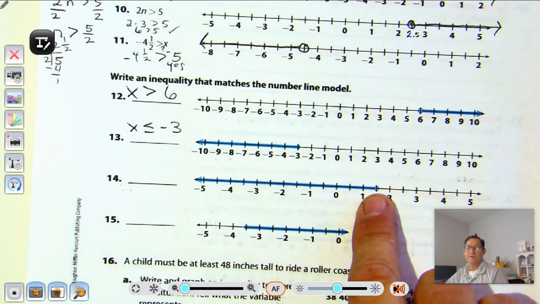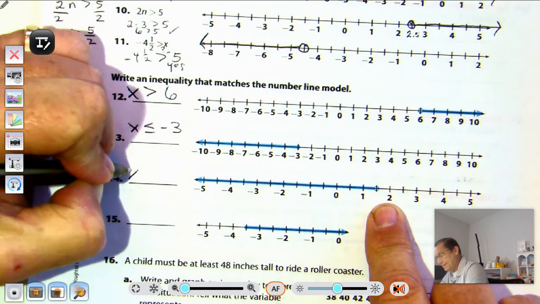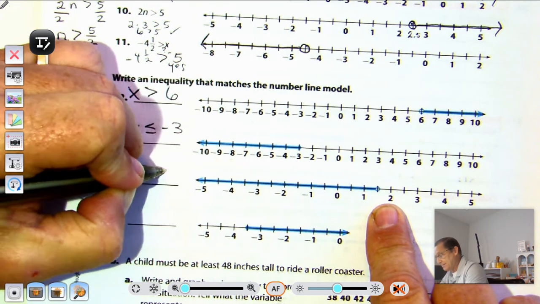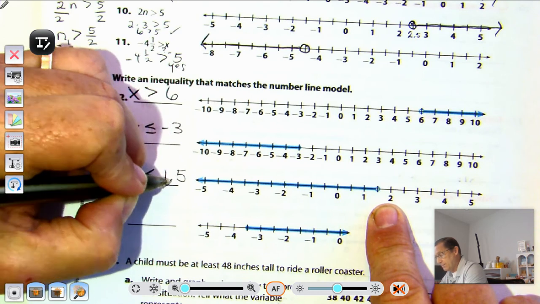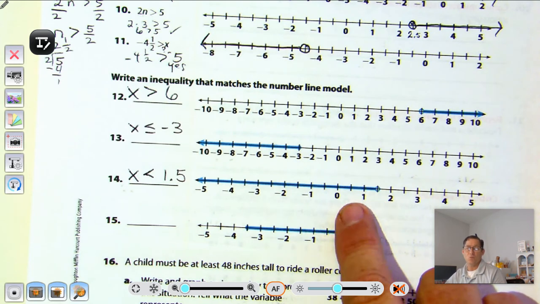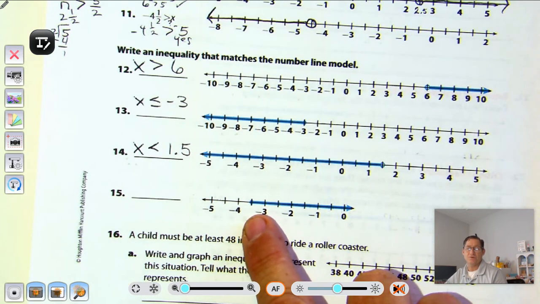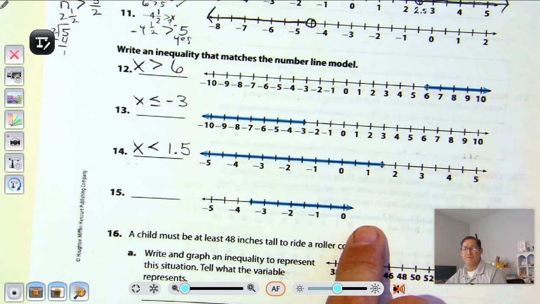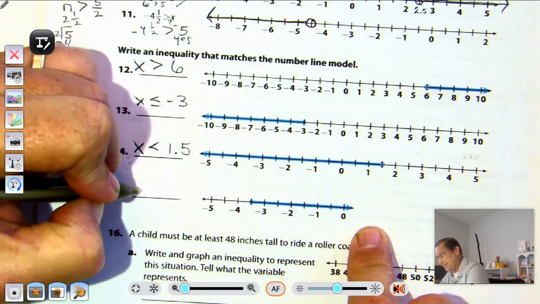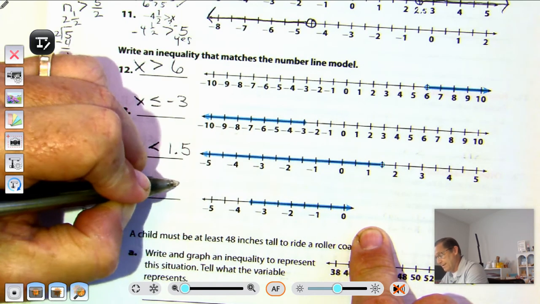Okay, we have an open circle here at 1.5. So we want x to be less than 1.5. Okay, open circle, so 1.5 is not a solution, but 1 is. 1 is less than 1.5. And finally, we have a solid circle at -3.5, and everything's greater than it. So we can say x has to be greater than or equal to -3.5.